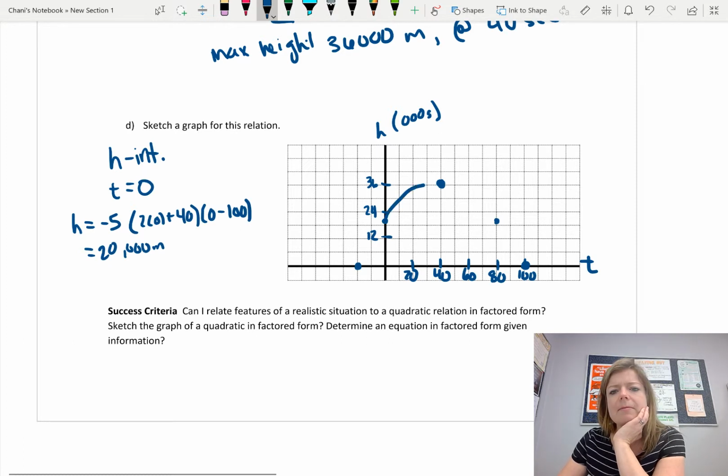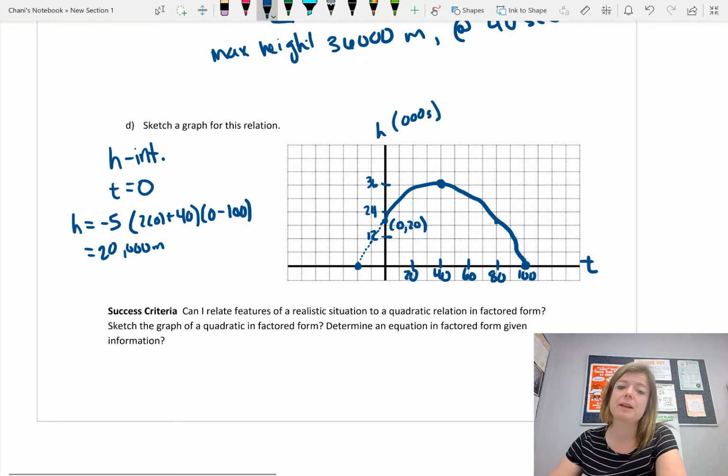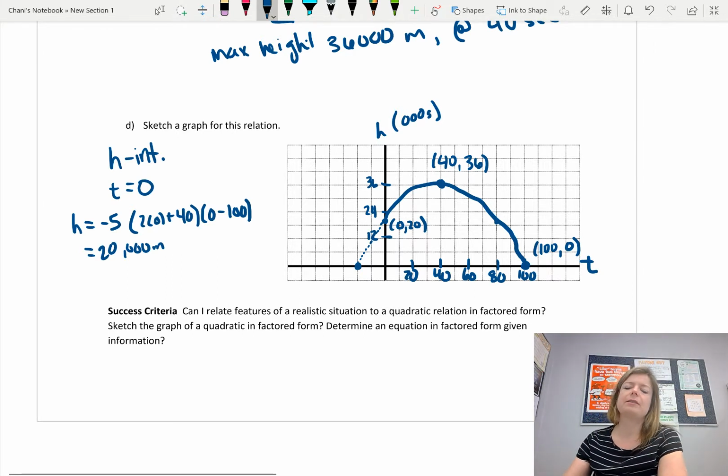So basically I go up and then I come back down. If you want to represent this section, you can with a dotted line since it doesn't actually have any relevance. So this 0, 20, again, it was 20,000 when they started tracking. Then at 40, it's at 36,000. And at 100 seconds, you're at 0. So because I said the height was in thousands, you should just write the 20, the 36, and the 0 since it's already in that form.